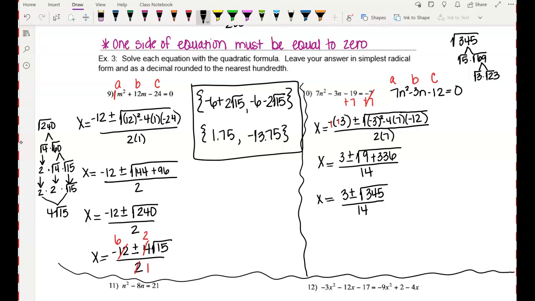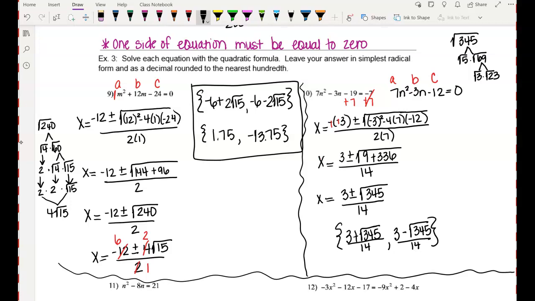So my solution set here, I have 3 plus radical 345 divided by 14 and 3 minus radical 345 divided by 14. Now, sometimes in solution sets, you will see them write the plus and minus together like we have up here in this line with the x equals. So sometimes they will write their solution set as 3 plus or minus the square root of 345 divided by 14, but you're supposed to separate them out.